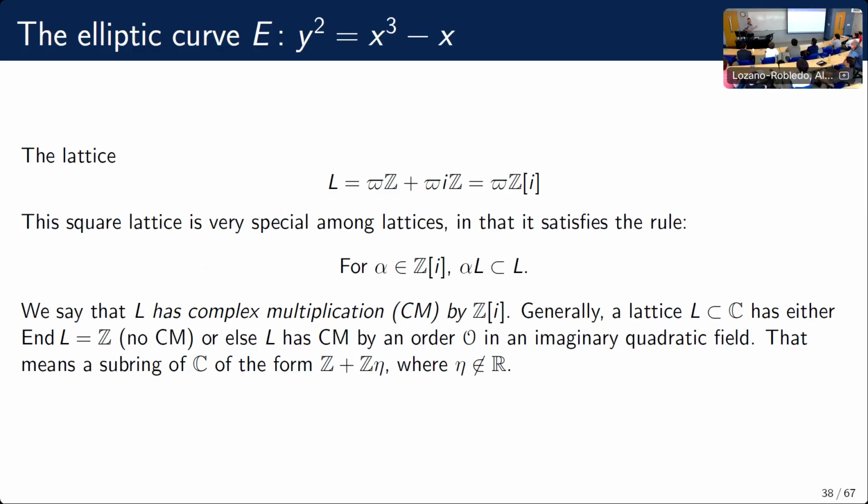Most lattices don't have that, but this one does. So here's the definition. I'm going to say that L, a lattice, has complex multiplication by Z[i]. Well, we say that L has complex multiplication when multiplication by an element of Z[i] preserves it like this. Oh yeah, I should have written what this meant. This means the set of all complex numbers that have this property.